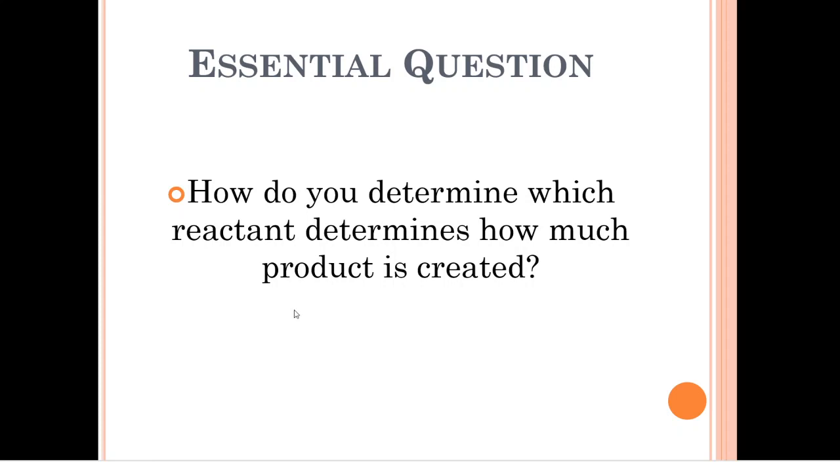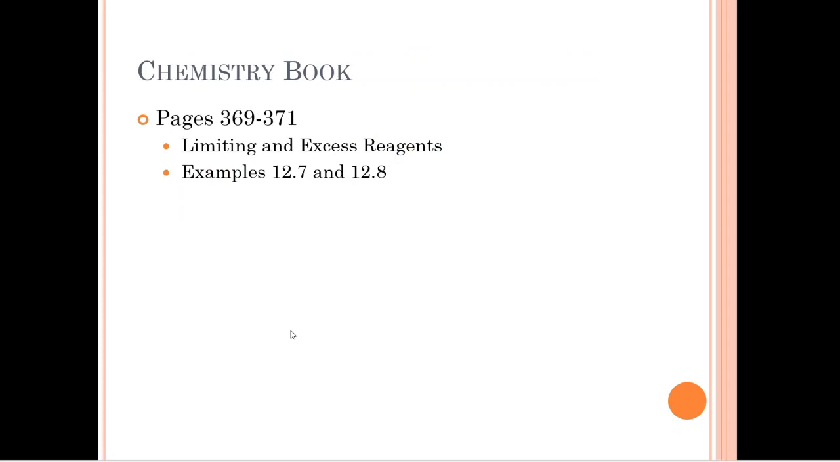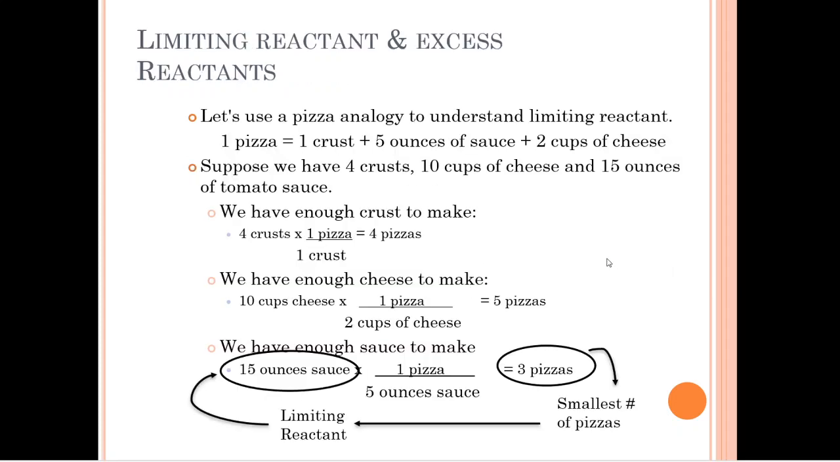how do you determine which reactant determines how much product is created? If you want to do a little reading on limiting and excess reagents in your chemistry book, see pages 369 to 371, and look at examples 12.7 and 12.8 to help you. All right, so let's look at what it means when we're talking about limiting reactants and excess reactants.